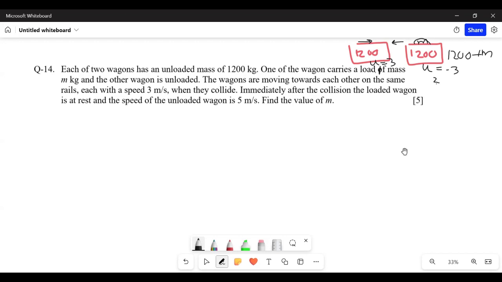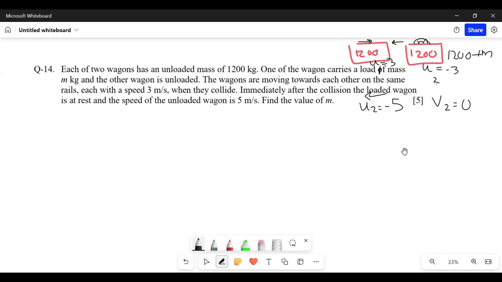When they collide, immediately after collision, the loaded wagon comes to rest. So V2 becomes 0. And the speed of the unloaded wagon is 5. So this would then start to move towards the left because this one came to rest. So the other one is going to move towards the left. So its velocity is going to be negative 5. Find the value of m.